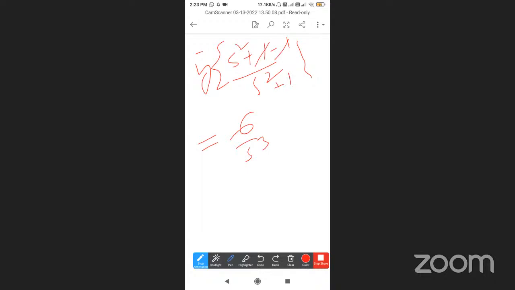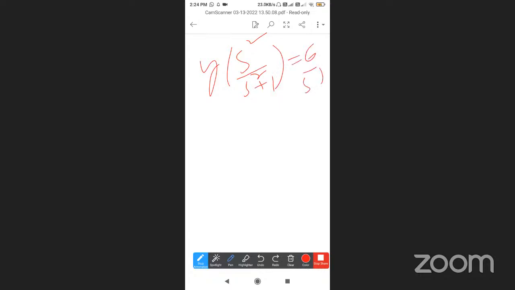We take the LCM: y bar s square plus 1 minus 1 by s square is equal to 6 by s cube. So 1 is cancelled, 1 is cancelled. This is s square plus 1. So y bar into s square by s square plus 1 is equal to 6 by s cube.